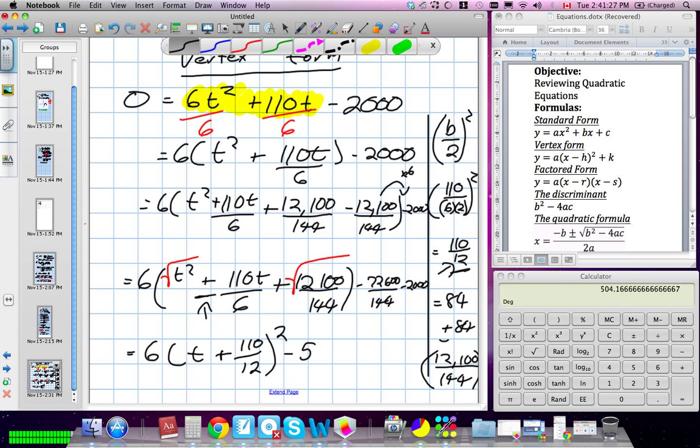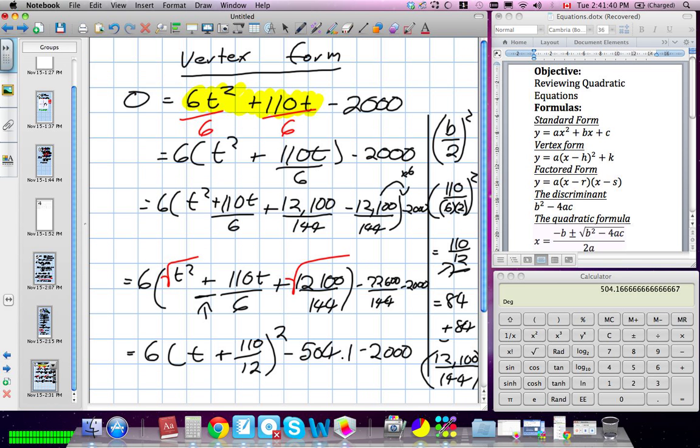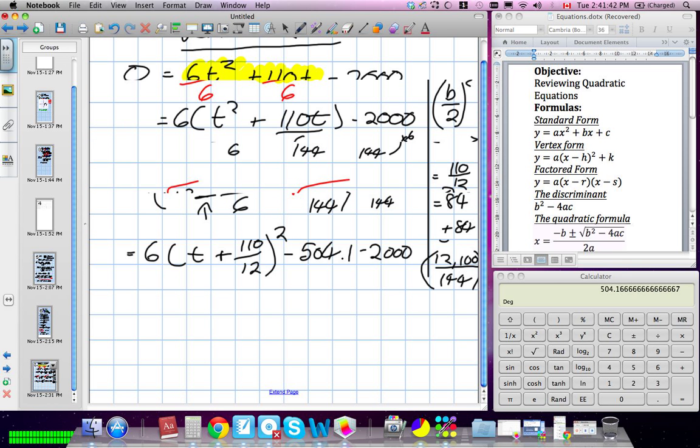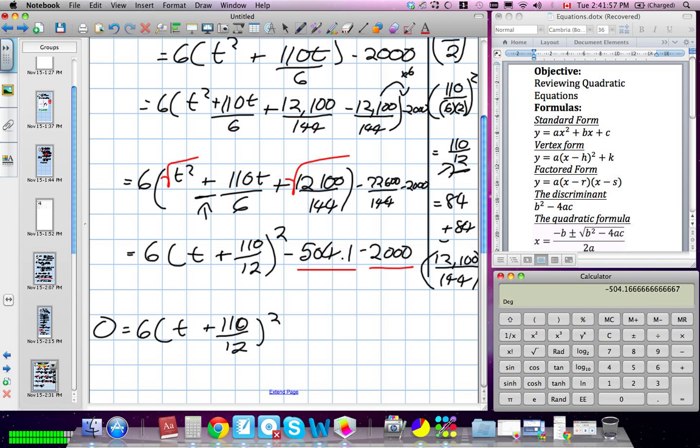So now that we have this, remember when we started this whole equation, it was equal to 0, right? So we go back down. Technically, this is 0 is equal to 6t plus 110 divided by 12 squared. I collect my two like terms on the outside. So this is negative that number minus 2,000. So we're going to get negative 2,504.1, which is rounded as that.